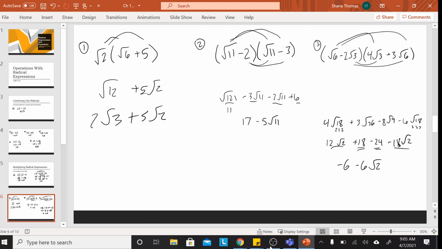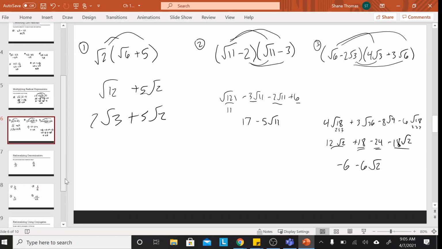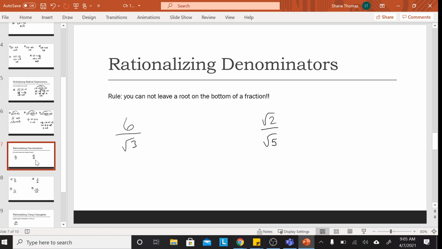All right, now, here's the new part for today. If you can do this, you can do this. All right, so rationalizing denominators. Here's a rule of math. Rule of math is you cannot leave a root on the bottom of a fraction. You just can't do it. All right, remember we couldn't have negative exponents? That was the rule. There's no negative exponents. Same concept is here. We cannot have a root on the bottom of a fraction. All right, so 6 over root 3 or root 2 over root 5, that becomes an issue for us. We have to get that root out of the bottom.